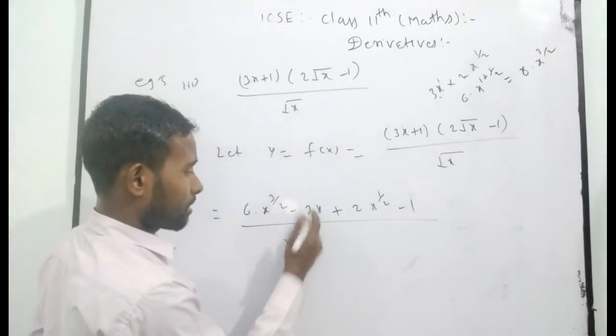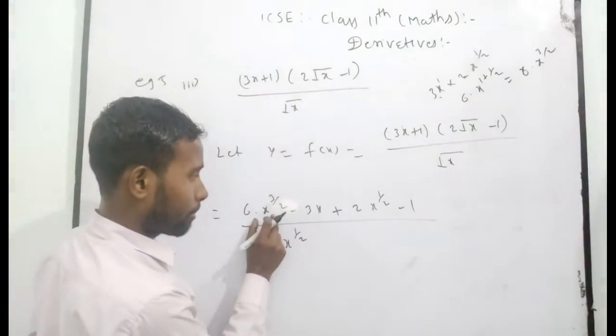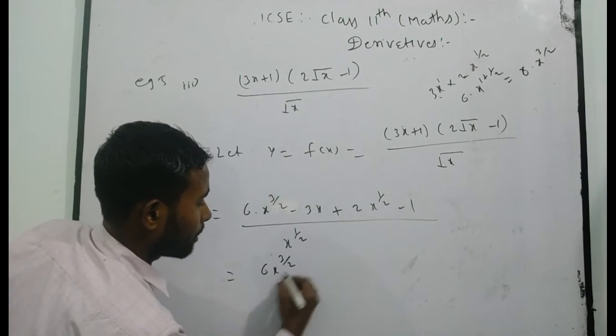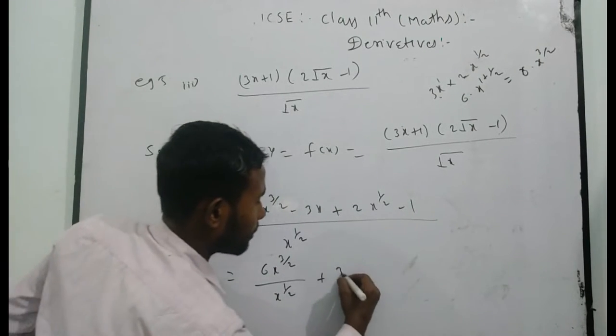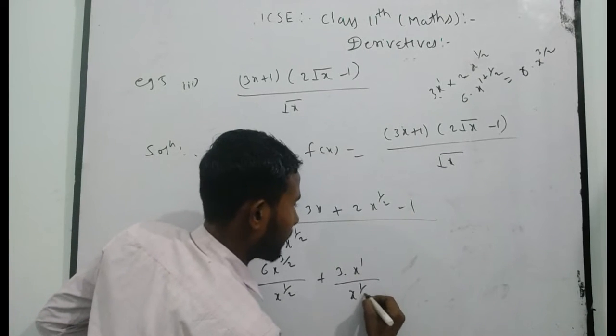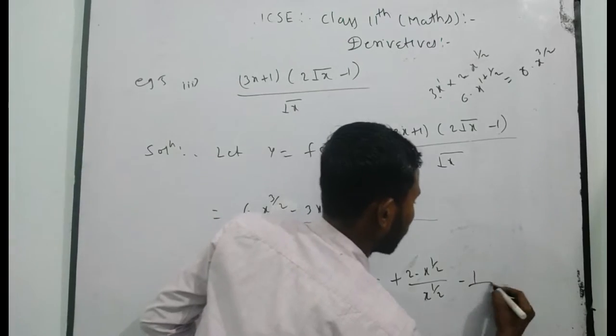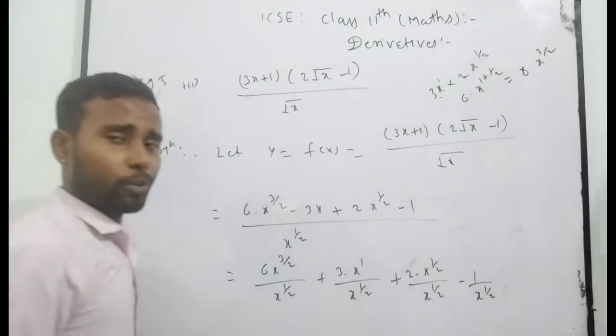separate all these terms by this term. If you divide by this term, again I want to write one step. Can you write it as plus 3 into x to the power 1 by x to the power 1 by 2, plus 2 into x to the power 1 by 2 by x to the power 1 upon 2, minus 1 upon x to the power 1 by 2? Have you understood very well?